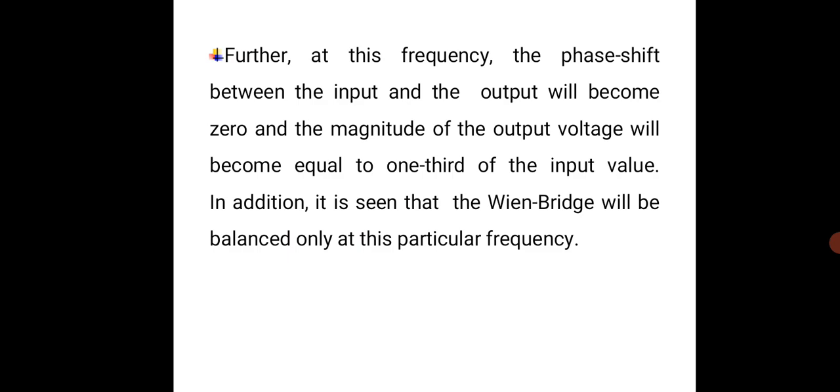Further, at this frequency, the phase shift between the input and the output will become 0, and the magnitude of the output voltage will become equal to 1/3 of the input value. In addition, it is also seen that the Wien bridge will be balanced only at this particular frequency.